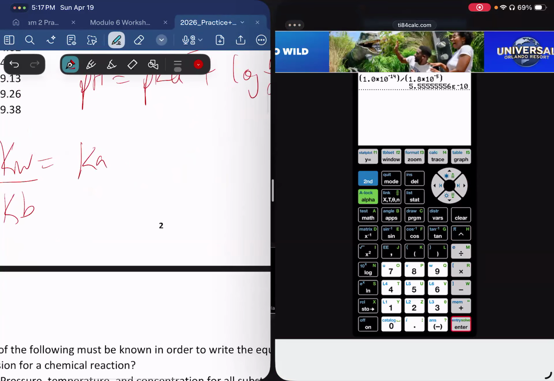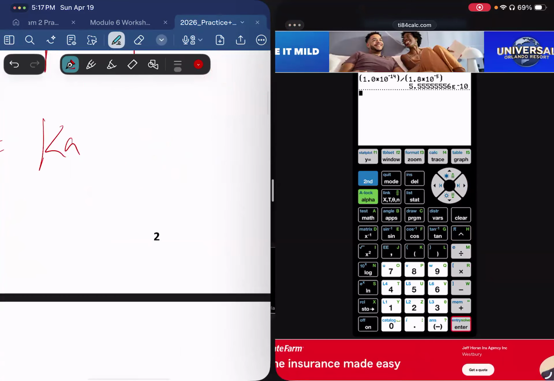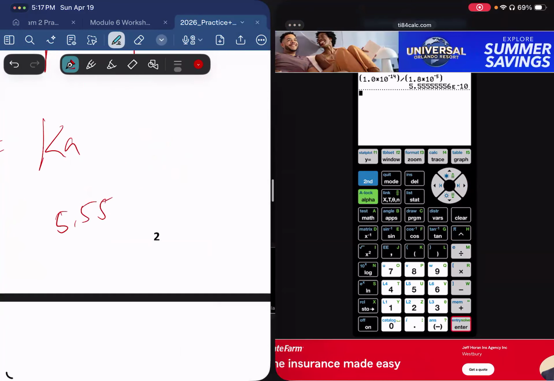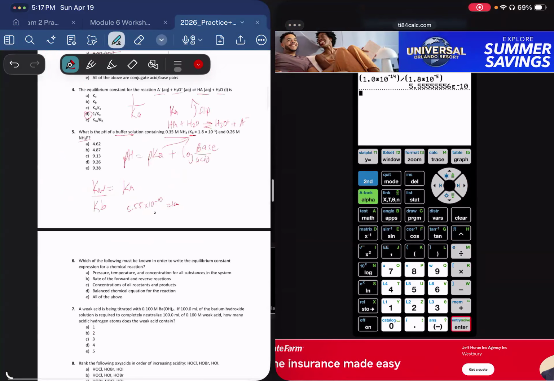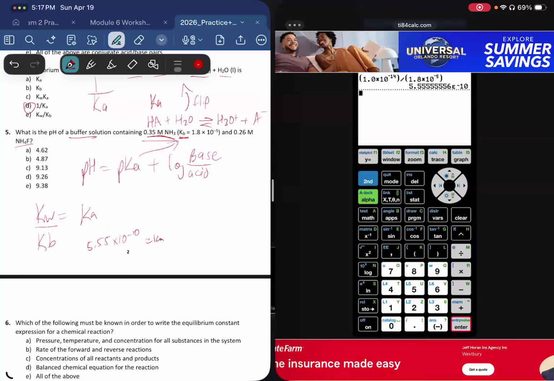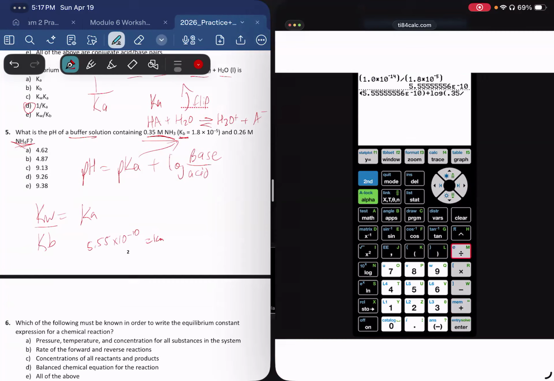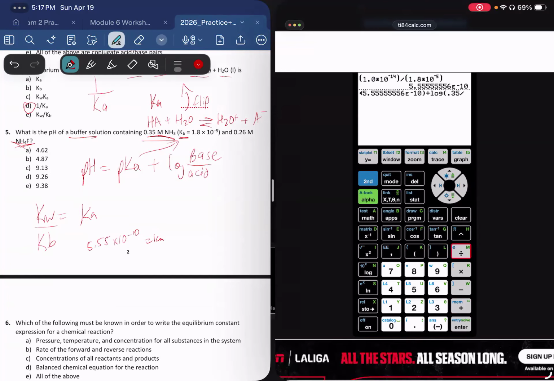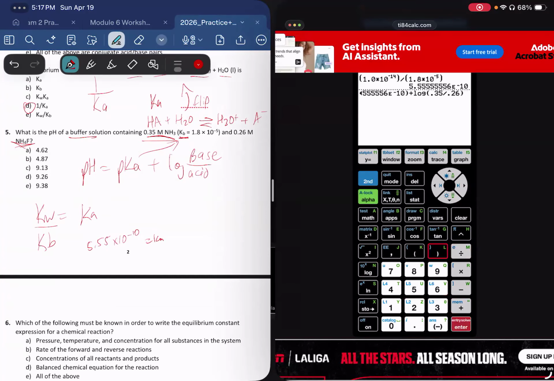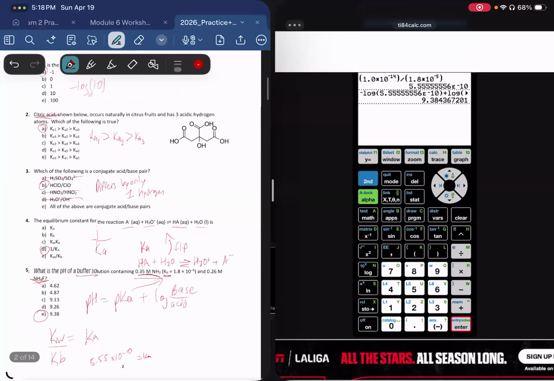I'm going to write that here, but you don't need to do that on the exam, because it's a multiple choice exam. That equals Ka. And so now we have base and acid, and I'm going to just plug it in. So negative log of this Ka value plus log of base, which is ammonia, 0.35, divided by acid, which is ammonium, 0.26. All right. And that's why I got the answer E. Okay. Any questions regarding any of these questions?